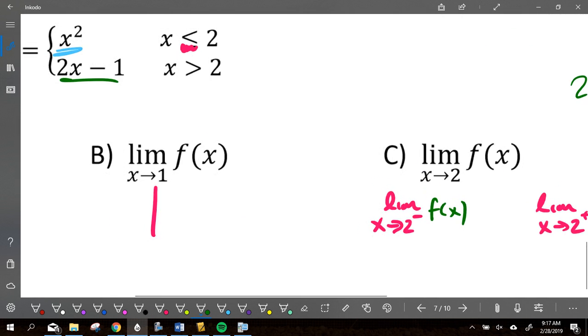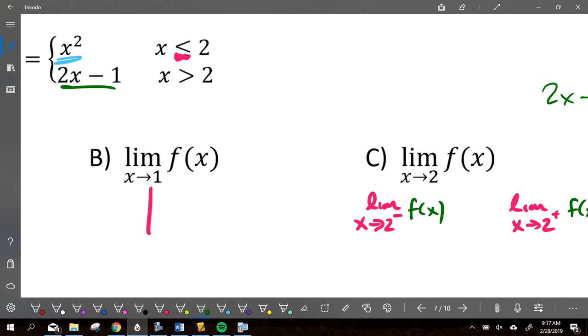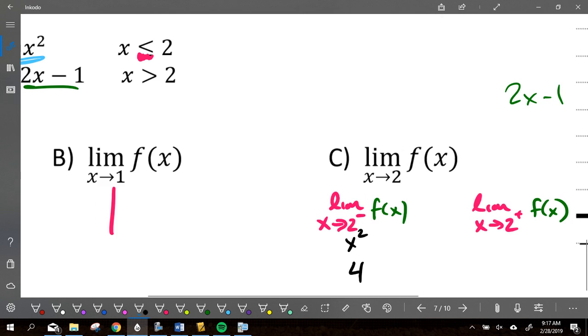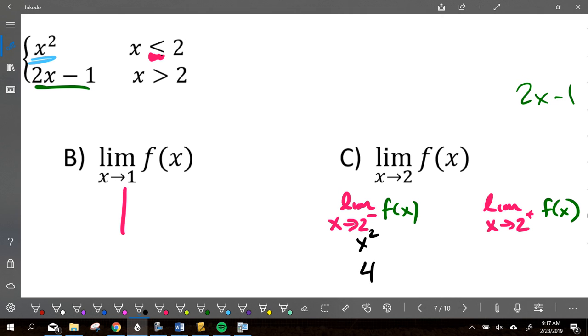Which equation is going to tell me the left-hand side? The top one, the x squared equation. So we're going to plug into that, x squared. And so if I plugged in 2 there, I get 4. What about 2 from the right-hand side? That's plugging into this equation, so into that 2x minus 1 equation. What do I get when I plug into that guy?